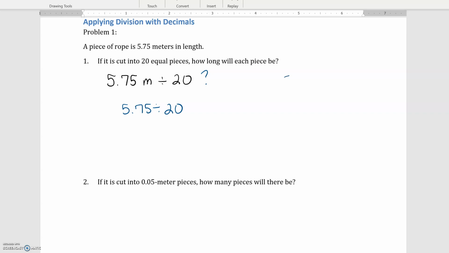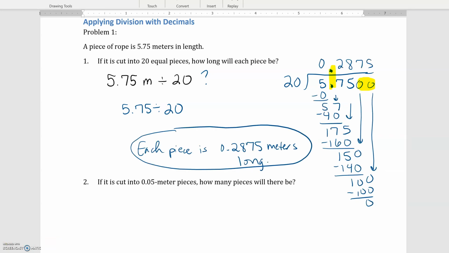So this is a review. So right now, I want you to practice this. Divide 5 and 75 hundredths by 20 using long division. Your answer for this question should be each piece is 2,875 ten-thousandths of a meter long, and you can check on the work on the right for how to do this. Make sure your work is neat on your paper, and make sure to note the placement of the decimal point and how I kept going with zeros to continue dividing until my remainder was 0.